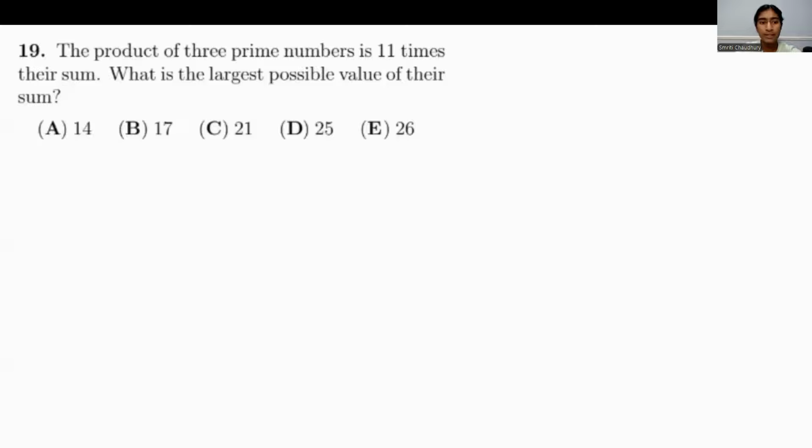Number 19. The product of 3 prime numbers is 11 times their sum. What is the largest possible value of their sum? So let's call our 3 prime numbers A, B, and C. So we're saying A times B times C is equal to 11 times A plus B plus C.